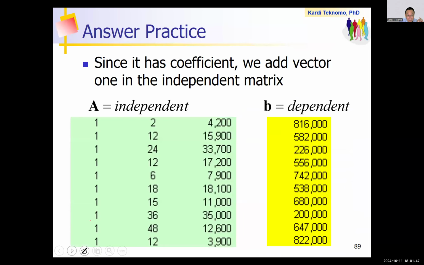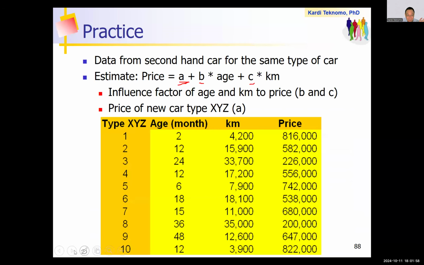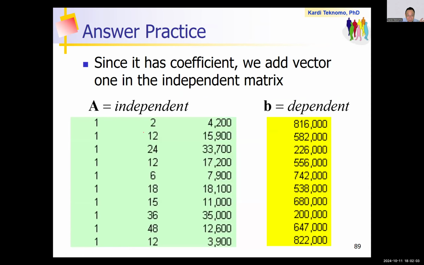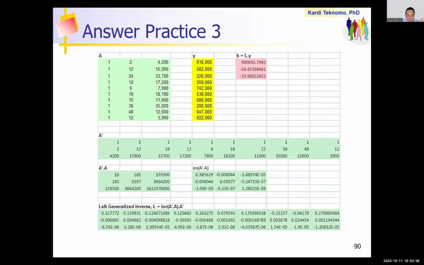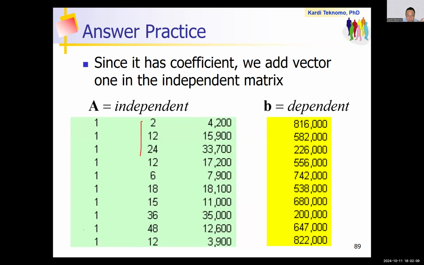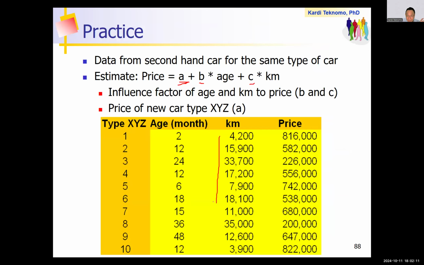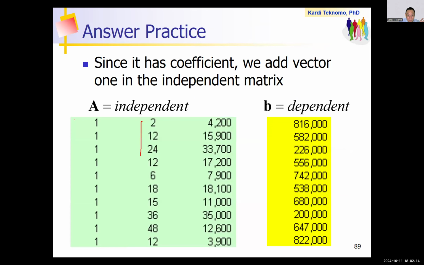So in that case, I will put 1 in the first column, and then B times the age. So this age goes in the second column. I just copy this, and then the third one is the kilometer. Again, we copy into matrix A. And then the dependent variable, here I just copy from the output, which is the price.